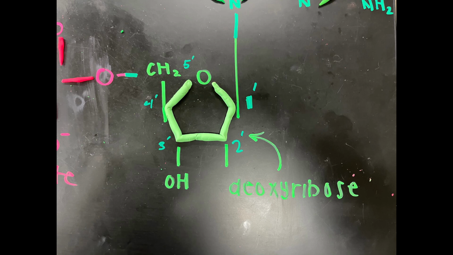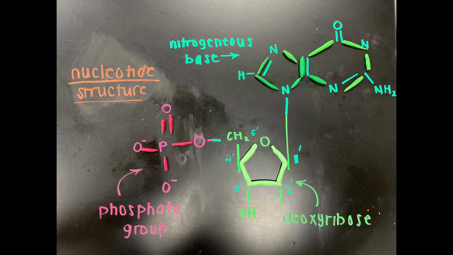From there, it goes carbon 1, carbon 2, carbon 3, carbon 4, and carbon 5. It is attached to a phosphate group and a nitrogenous base. In DNA replication, these bases include adenine, thymine, guanine, and cytosine.